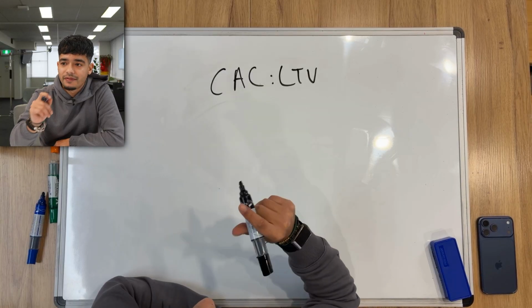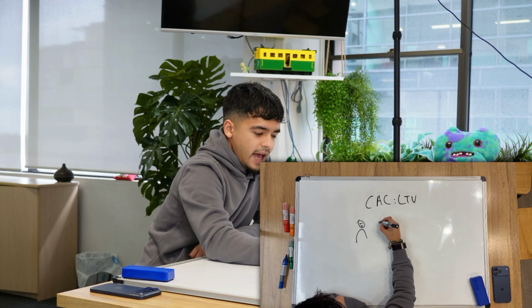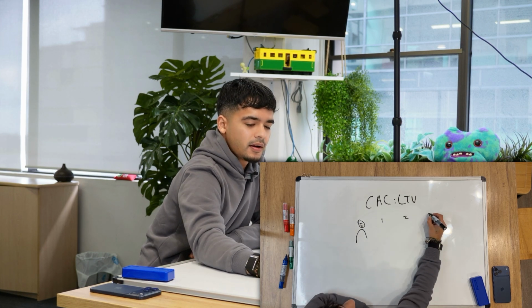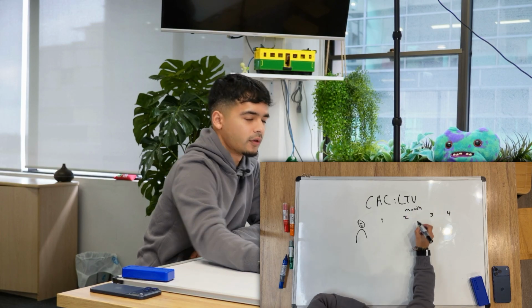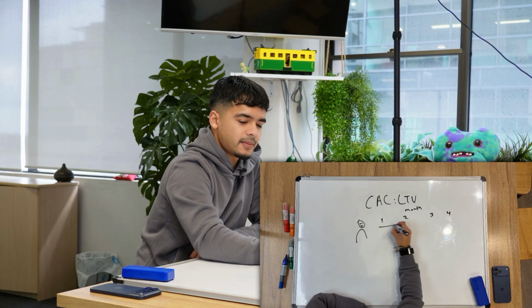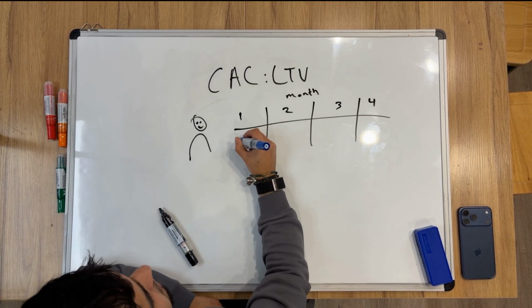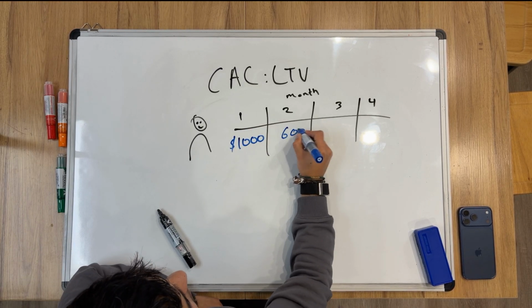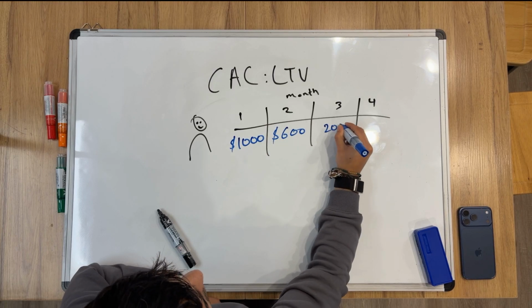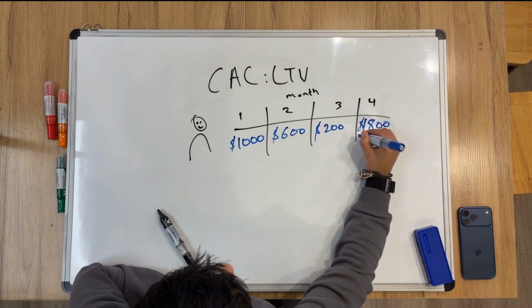What is the lifetime value of a customer for you? So let's say here's your customer. We'll draw a couple of little eyes for him, and we'll go month by month. Month 1, month 2, month 3, and month 4 on the timeline. So let's say in the first month, the customer has spent $1,000 with you. The second month, they spent $600. Then they bought $200 worth, and then they did a huge upgrade and they spent $1,800 with your business.